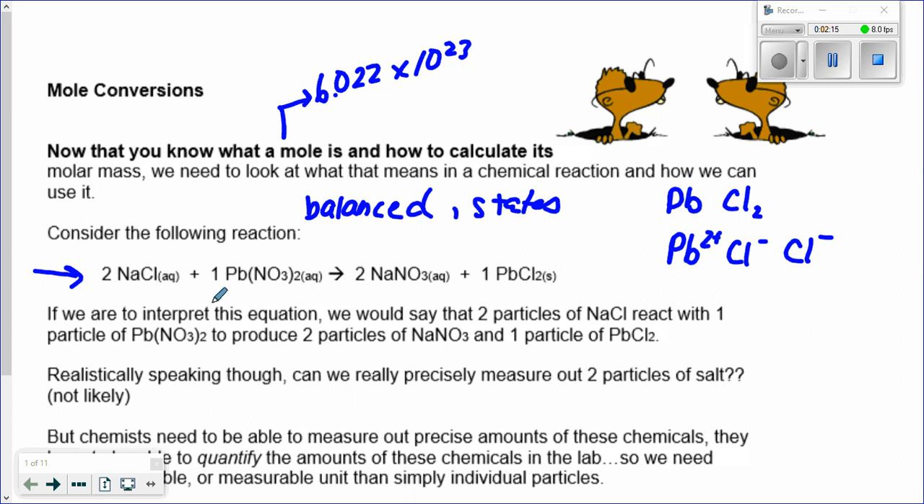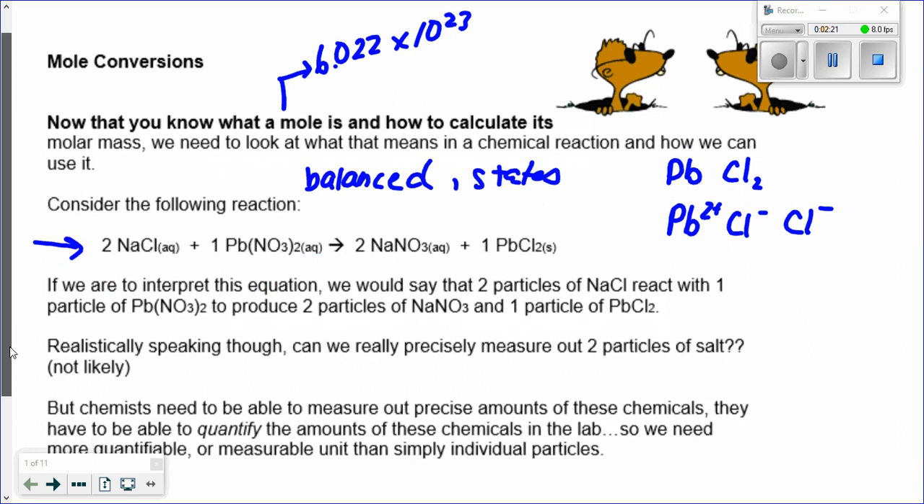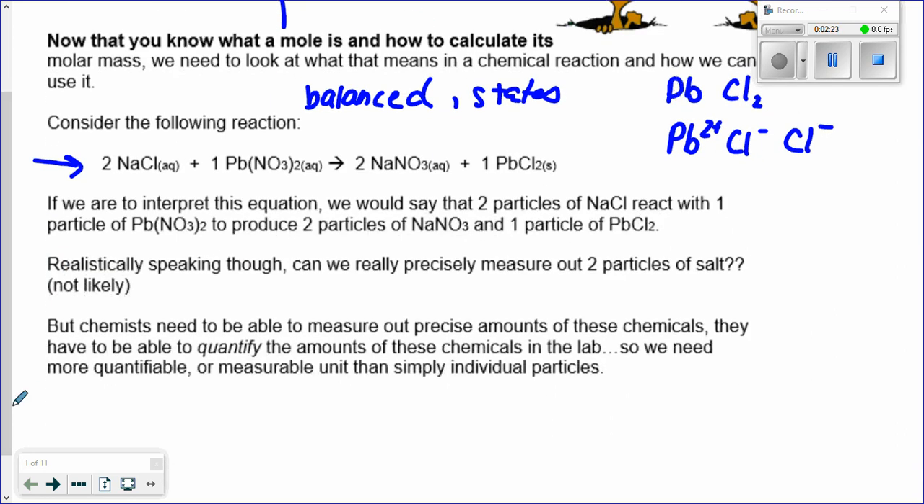But in this case, we're given the reaction. If we are to interpret this equation, we would say that two particles of sodium chloride, NaCl, react with one particle of lead 2 nitrate. I think lead is multivalent. To produce two particles of sodium nitrate and one particle of lead 2 chloride.